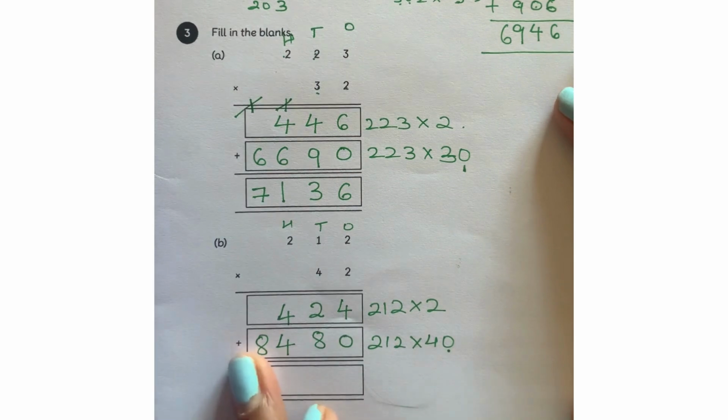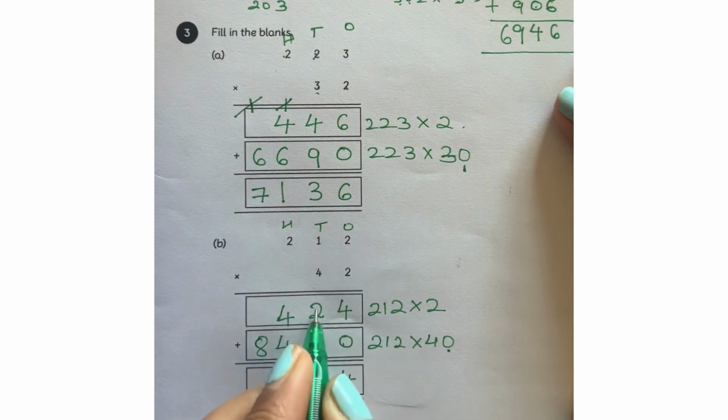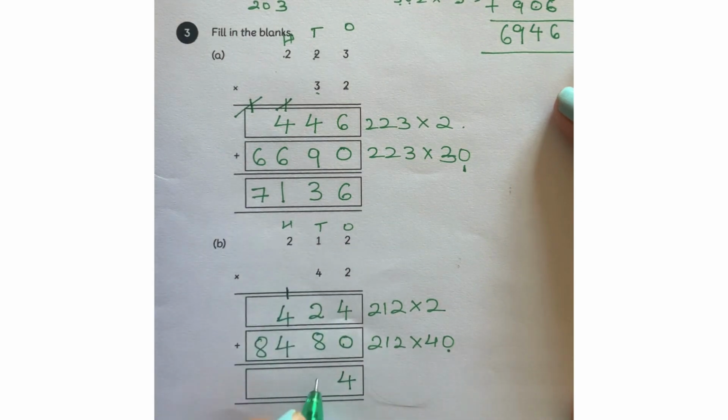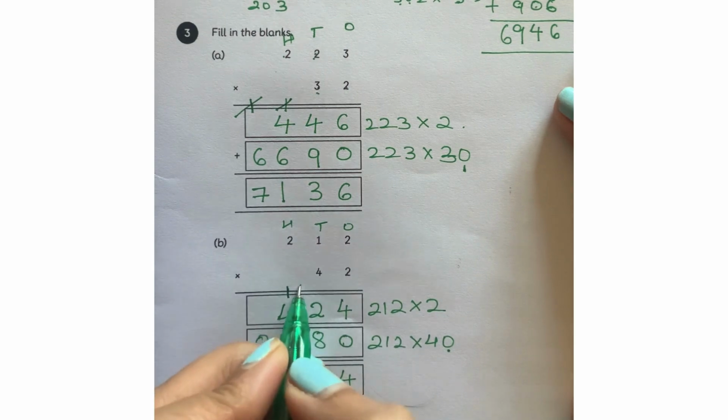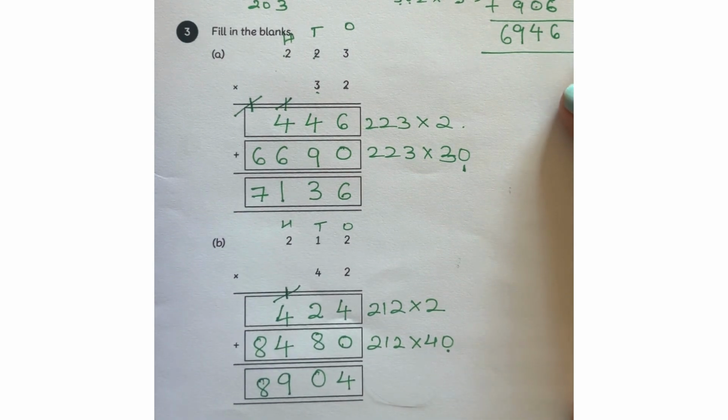Now time to add, right? Let's add. 4 plus 0 is 4. 2 plus 8, 10. 4 plus 4 is 8. I strike off 1 plus 1 is 2, 9 and 8 the way it is. I hope you enjoyed this method and it was easier in fact to perform. Definitely challenge yourself by pausing and then trying to solve.